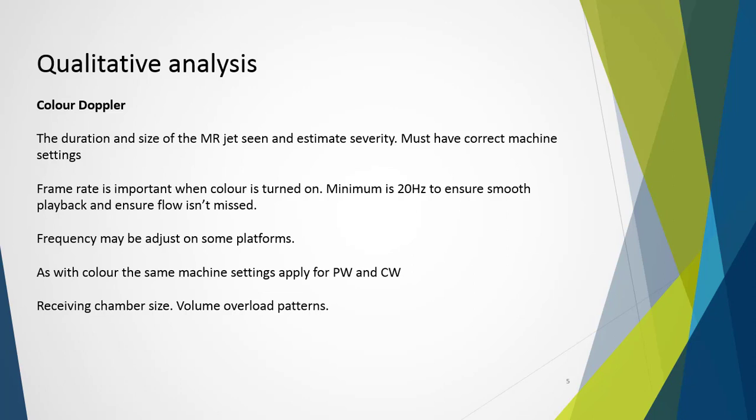As with colour, the same machine settings apply for pulse wave and continuous wave Doppler. We also may assess the receiving chamber size. A chamber may be significantly dilated if the MR is chronic and the flow is significant. These are apparent in typical volume overload patterns.